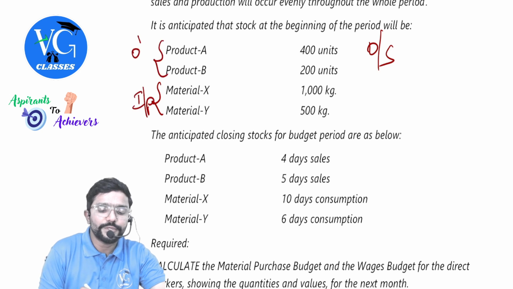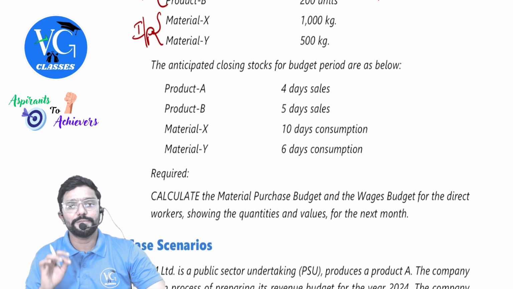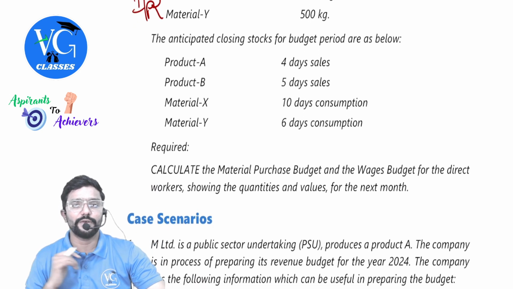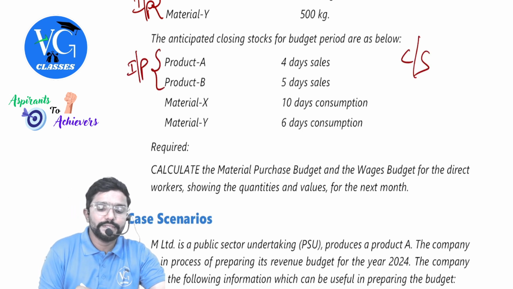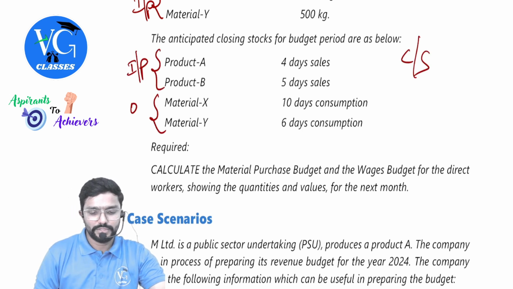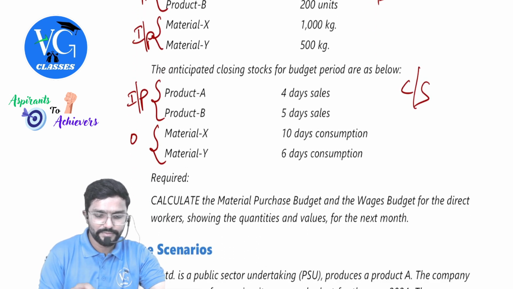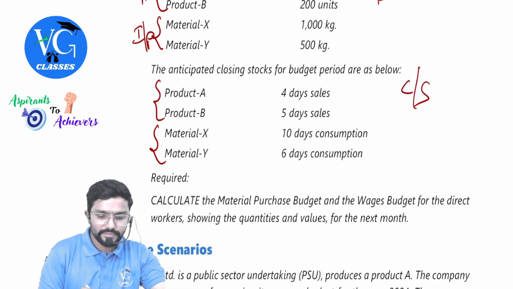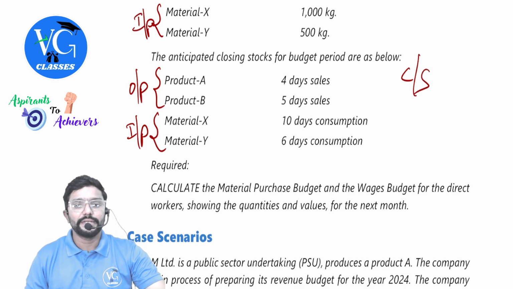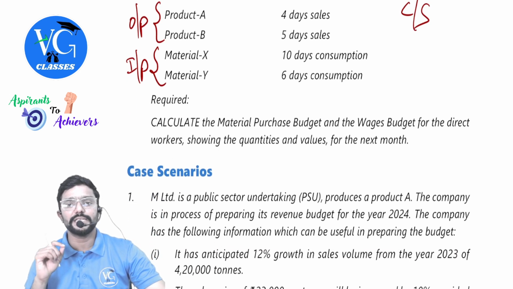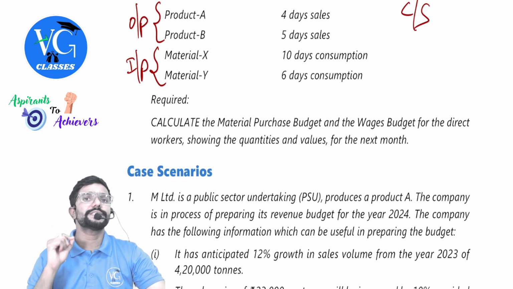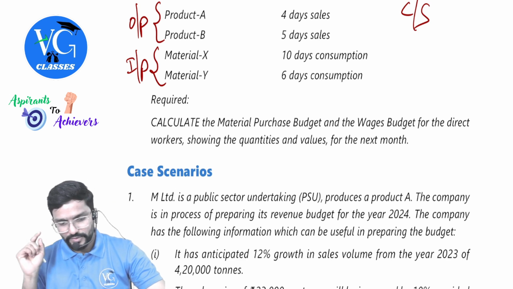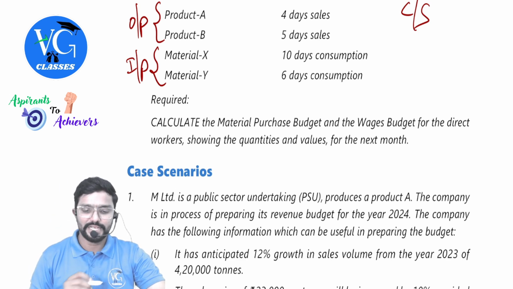The anticipated closing stocks for the budgeted period are as follows. Closing stock. Input, output. Sorry, reverse this: output, input. Required: calculate the material purchase budget and wages budget for the direct workers, showing the quantities and values for the next month. Material budget and wages budget they are asking.